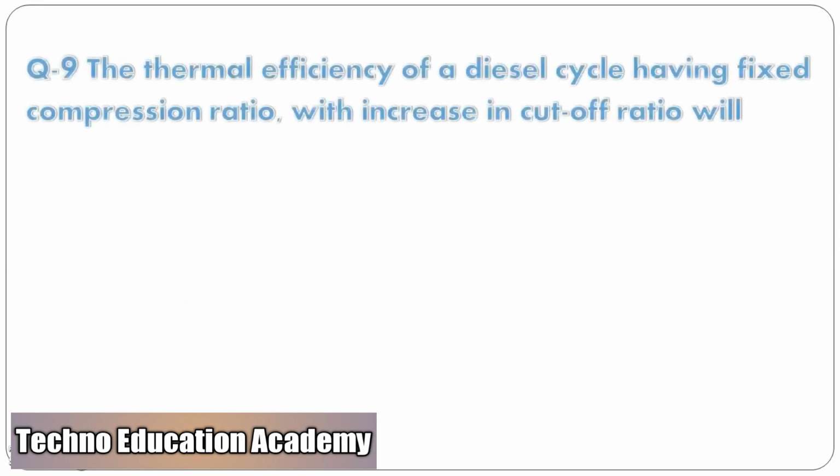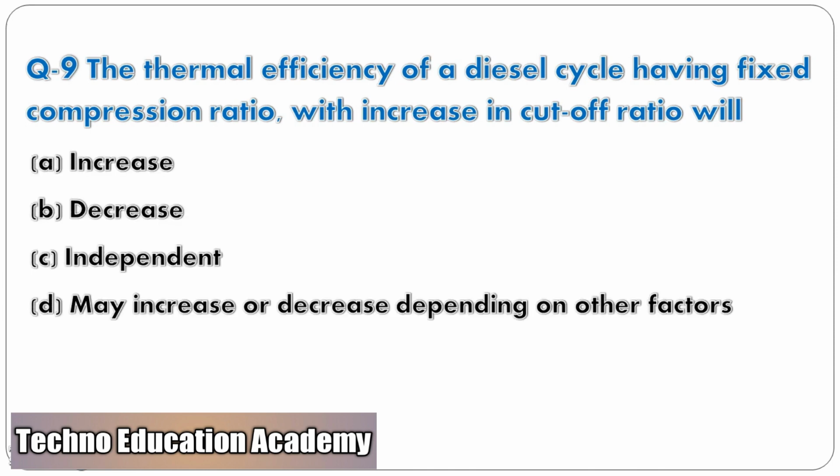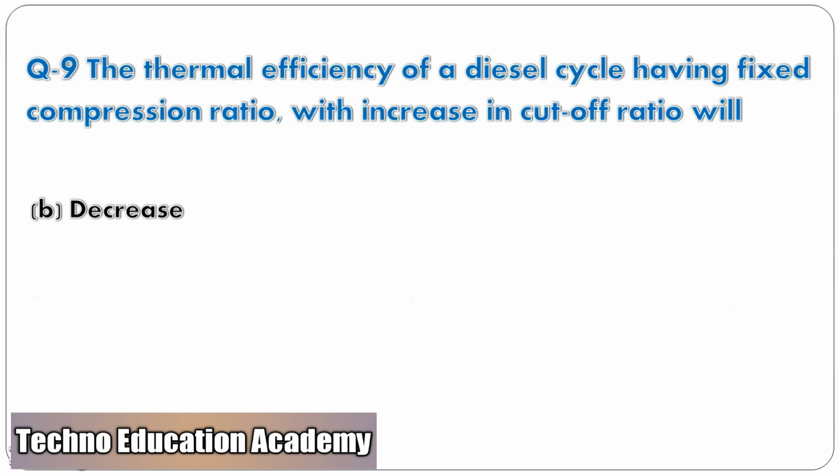Question number 9. The thermal efficiency of a diesel cycle having fixed compression ratio, with increase in cutoff ratio, will: option A, increase; option B, decrease; option C, be independent; option D, may increase or decrease depending on other factors. So the right answer is decrease.